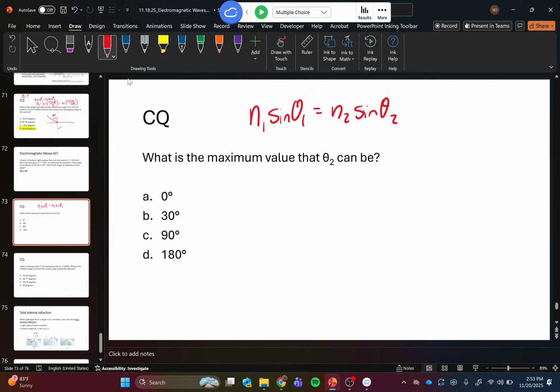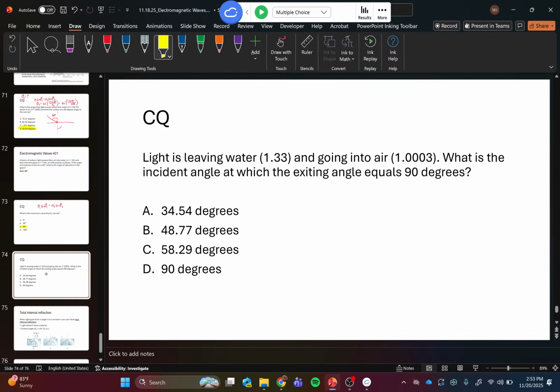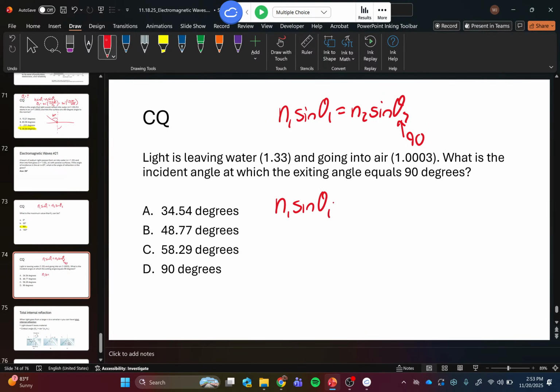So great, total internal reflection. It's when this equals 90. And then it's a super easy derivation. I'll just do this real quick. I'm just going to solve it instead of sending it out to y'all. So total internal reflection is exactly what we just found. When theta 2 equals 90, so N1 sine theta 1 equals N2 times 1.